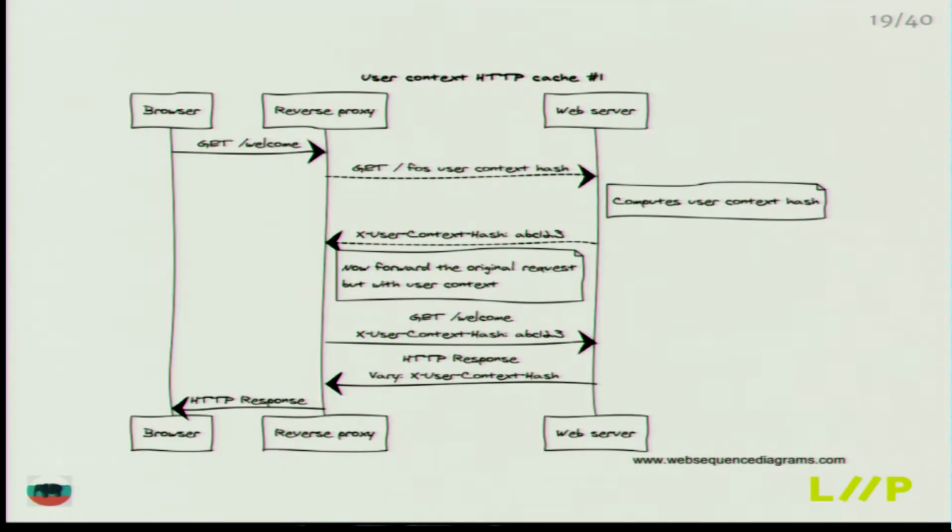So we have the browser requesting a page. We have the proxy requesting the hash. Hash is calculated, returned, and now there is the actual request, with the added thing with this hash. And the response that says, hey, we depend on the hash. And then we deliver that. Like in this case, we only added overhead.